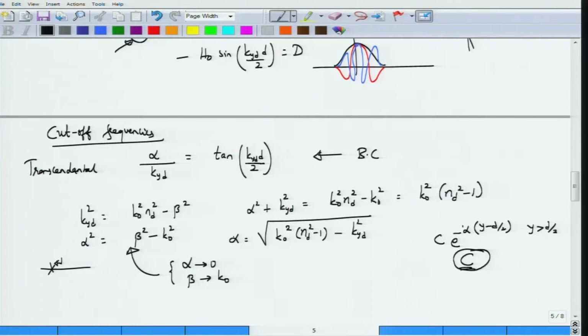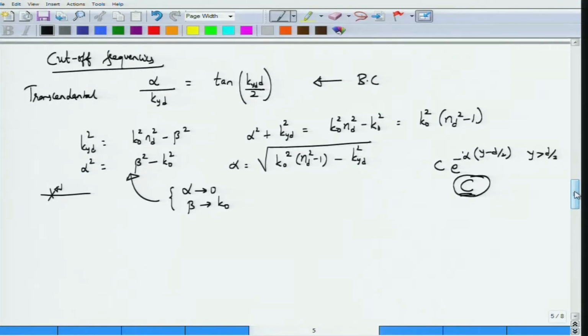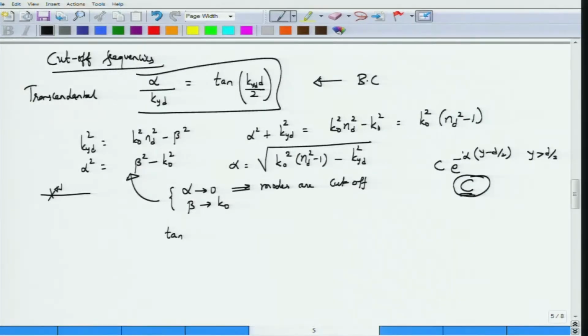Similarly, if you go to the bottom surface or the substrate region, you can see the same condition. So alpha going to 0 implies modes are being cut off. This is a situation where the waves are cutting off, and since I know the relationship between alpha and KYD, as alpha goes to 0, the solution can only happen when KYD d by 2 would go to 0 or the integer multiples, right.